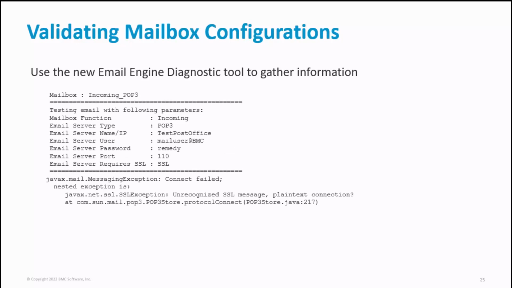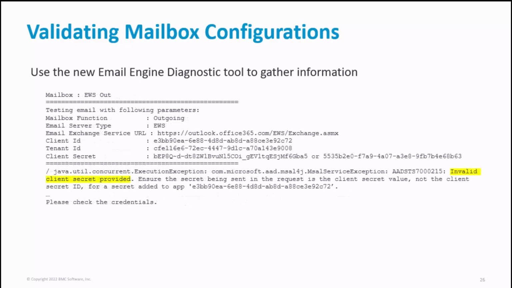In this case, I improperly chose to use SSL, but I neglected to change the port to an SSL port. As you can see, I'm still using the non-secure port 110. The error message lets me know that there is something wrong with the SSL configuration for POP3, so that sends me in the right direction and I can start looking into that.